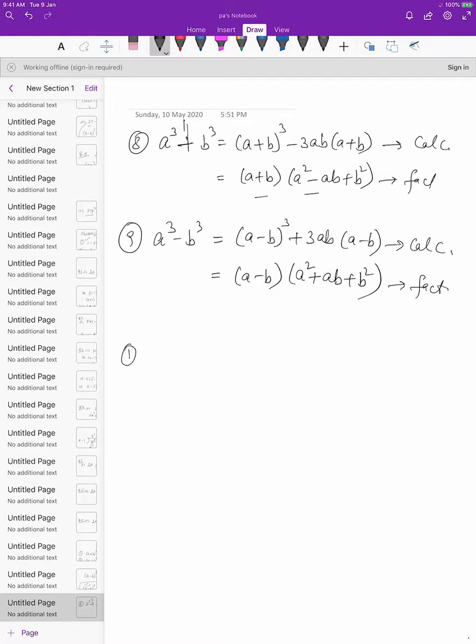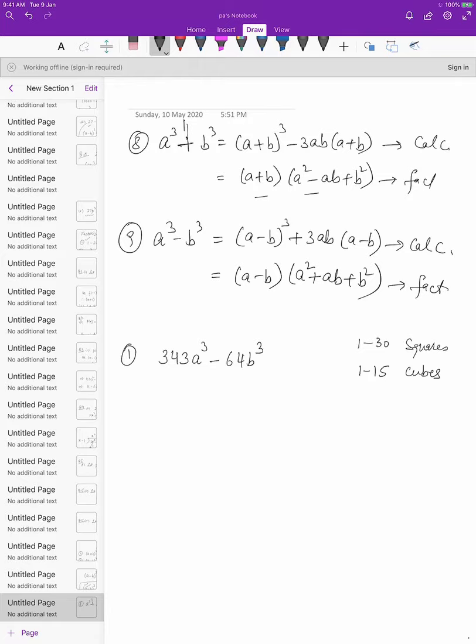Let's take the first example as 343 a cube minus 64 b cube. Children, before I start with the factorization, I just want to tell you one thing, that you all must learn the squares from 1 to 30. That is very important, and the cubes of the numbers from 1 to 15, because otherwise it will be very difficult for you to understand.